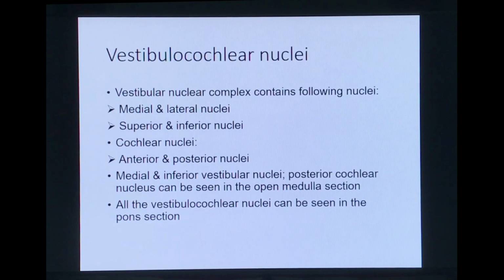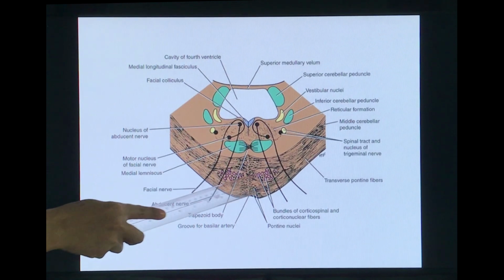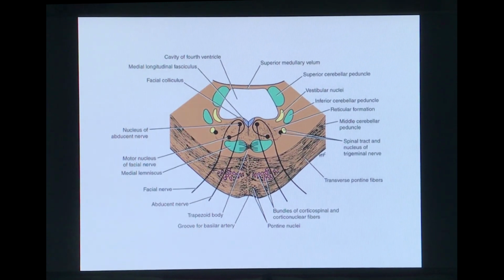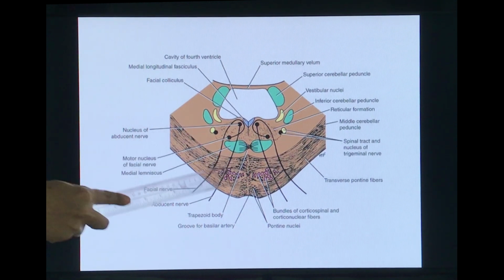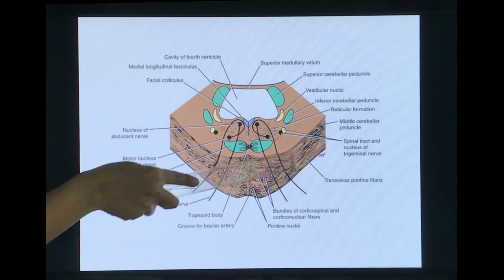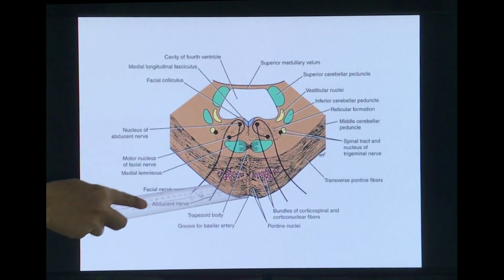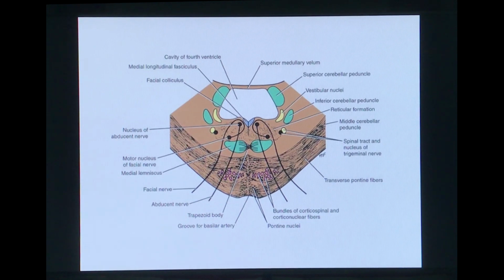So you can see those fibers here. These are the bundles of corticospinal and corticonuclear fibers, which are separated due to the intersection of the transverse pontine fibers. These transverse pontine fibers are entering the middle cerebellar peduncle. Here you can see bundles of corticospinal and corticonuclear fibers. Corticospinal is also called the pyramidal tract, which goes to the spinal cord at different levels.